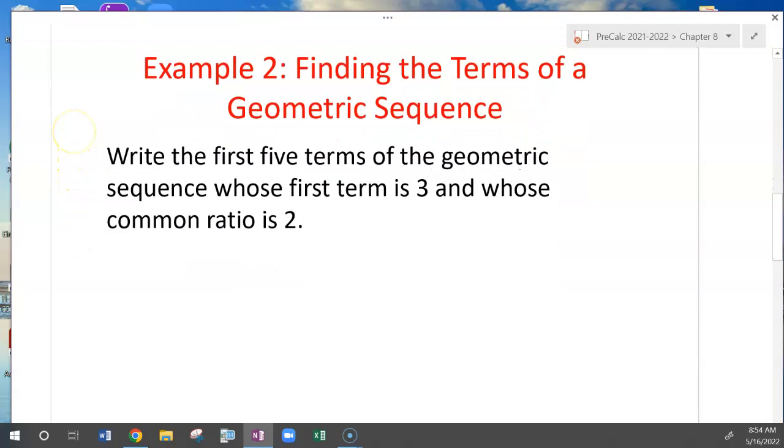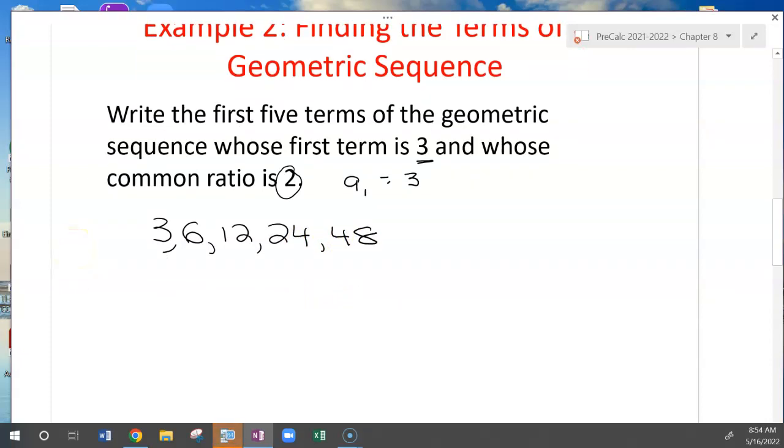All right, now let's take a look at finding the terms of a geometric sequence. We're going to write the first 5 terms of the sequence whose first term is 3, so a sub 1 is going to equal 3, and whose common ratio is 2. So I'm going to multiply each one by 2. So I have 3 multiplied by 2, I get 6. Multiplied by 2, I get 12. Times 2, I get 24. And times 2, I get 48. So just do a times 2 between each one.